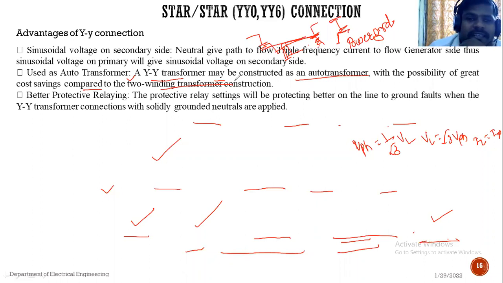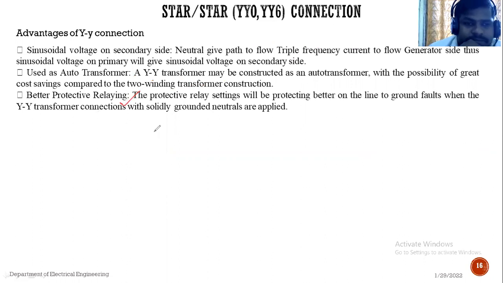Next advantage is that better protective relaying. The protective relay setting will be protecting better on the line to ground fault when the star transformer connection with solidly grounded neutral is applied. See, protective relay, this is the part of switchgear and protection equipment. कारण या ट्रान्सफॉर्मरची साईज मोठी असते, कॉस्ट जास्त असते, ते रिपेअर साठी it is not easy, then connection साठी it is very complex. So there is a protective equipment or relay that can be used. तो फॉल्ट झाला, फॉल्ट होण्याच्या अगोदर रिले सेन्स करतो. If the fault can be sensed by the relay, then automatically it will trip the circuit. If the circuit trips, that means the system becomes healthy. System हेल्दी राहील, फॉल्ट पासून वाचवलं जाईल.